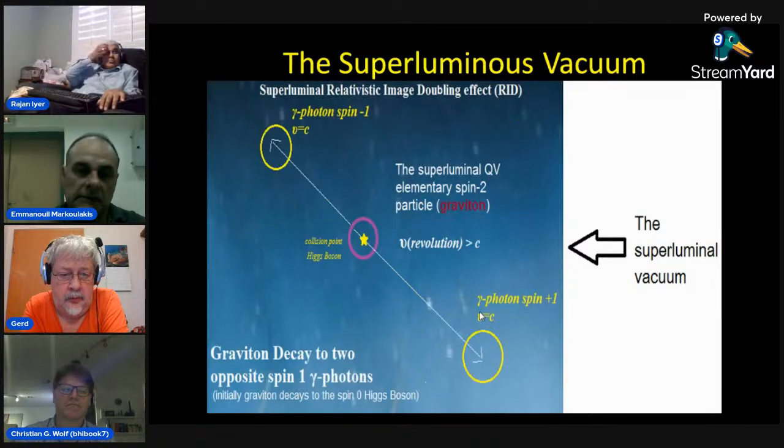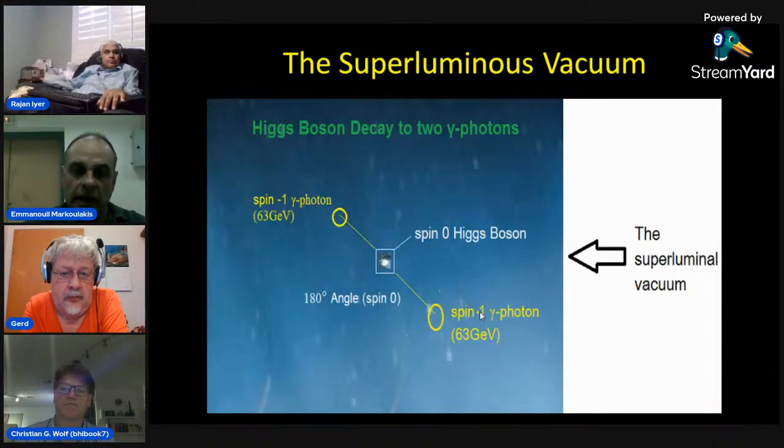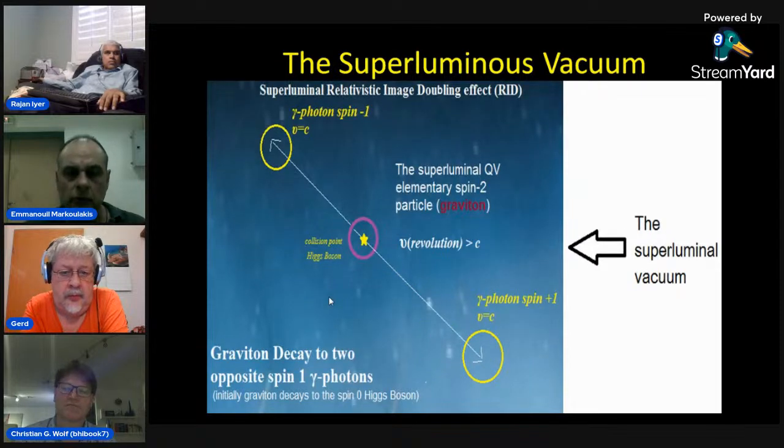Oh yes, some detail here, on why each photon is very energetic. It's 63 gigaelectron volts each, because the measured mass of the Higgs boson is expected to be 126 gigaelectron volts. ATLAS has announced 126, and the CMS detector has announced something about 125.4, something like that. But let's say it's 126.